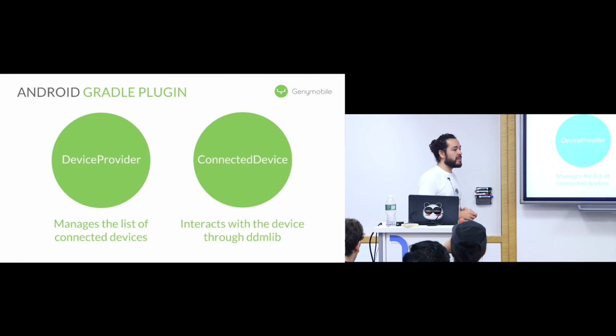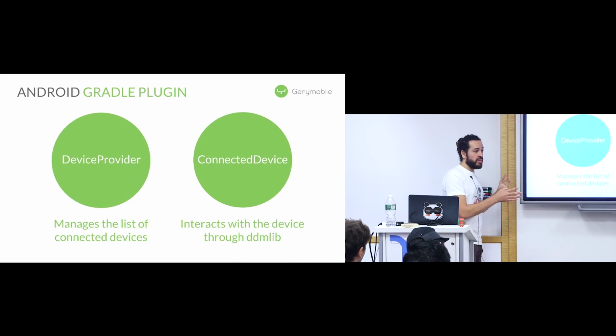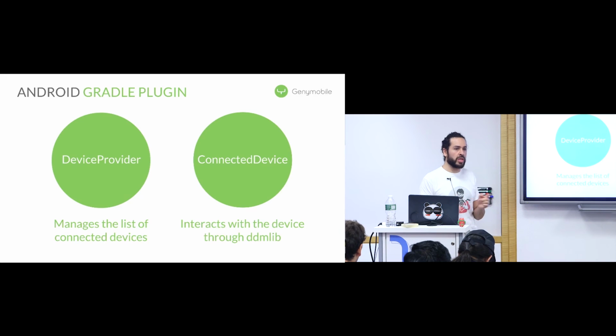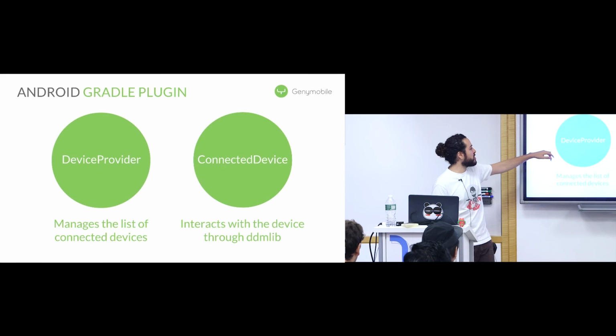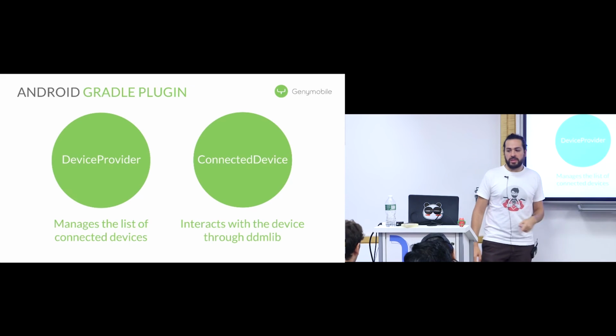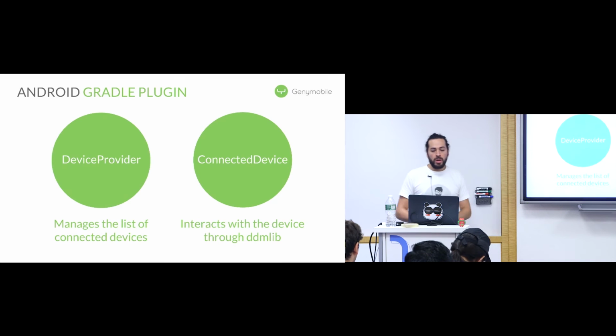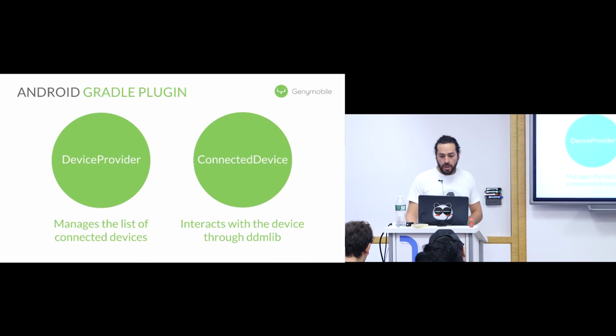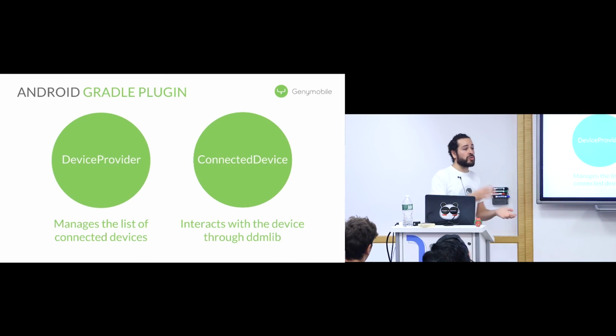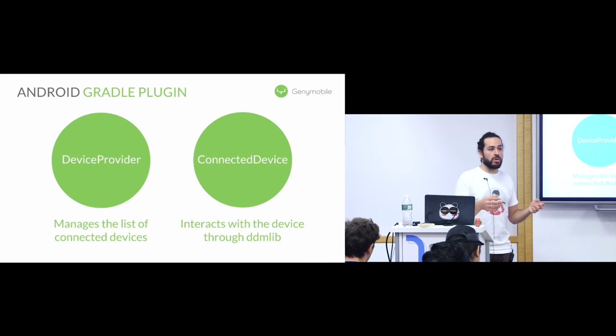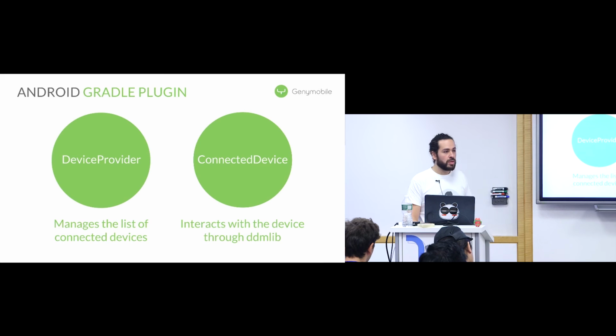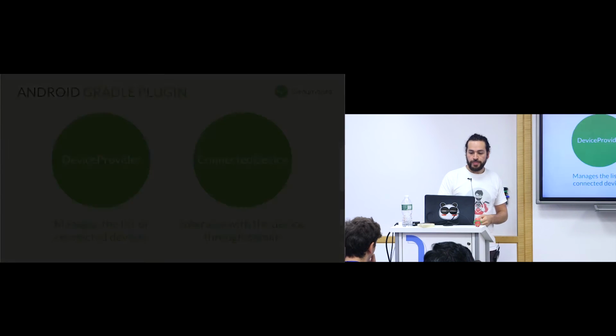Okay, and a few classes that you should try to play with in your project. They are private APIs, so be careful, they can change. The one is DeviceProvider, and the other one is ConnectedDevice. DeviceProvider is used to select the connected device that the Gradle plugin could use, and ConnectedDevice helps to interact with a device. So if you want to install, you will use a method in ConnectedDevice. You should try to dive in if you have a few needs on your build system, for example.